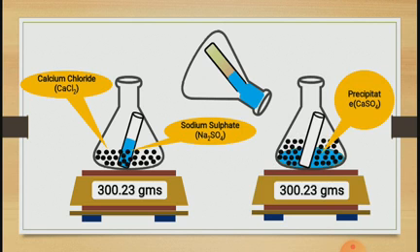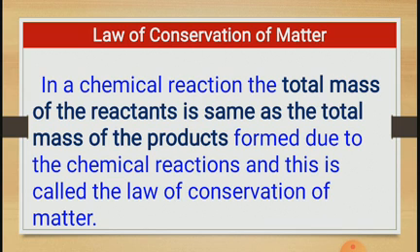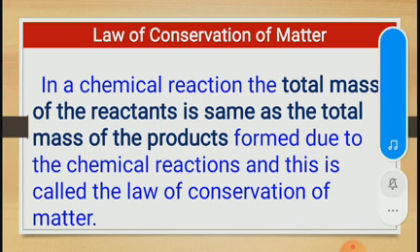Now just see some brief about it. First of all, the law of conservation of matter. Now see what is this. In a chemical reaction, the total mass of reactants is the same as the total mass of products formed due to the chemical reaction, and this is called the law of conservation of matter. Now see students, what happens? In the previous experiment, we have taken calcium chloride and sodium sulfate.